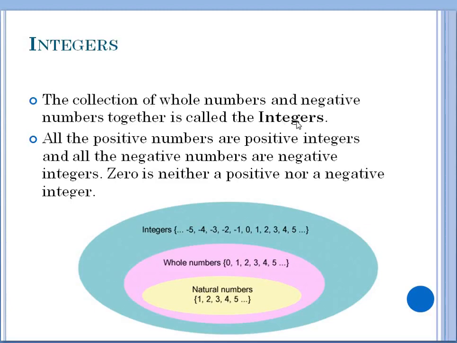Integers. The collection of whole numbers and negative numbers together are called the integers. All the positive numbers are positive integers and all the negative numbers are negative integers. 0 is neither positive nor negative. You can see natural numbers. If you add 0 over here, then it will become whole numbers. In this set, if you add minus 1, minus 2, the negative numbers, then it will become the integers.